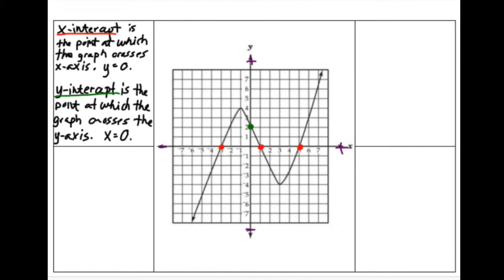Note that if I actually wrote the coordinate points for any of these, the y-intercept point is at (0, 2). And remember how I said x would be 0 at the y-intercept? And then all my x-intercepts: the first one is (-3, 0), the second one is (1, 0), and the third one is (5, 0). And again, I said that y would be 0 at all those points, which it is.